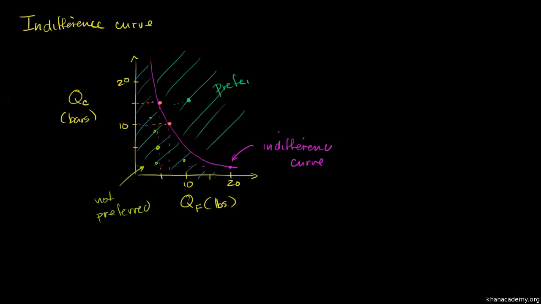Now the last thing I want to think about in this video is what the slope of this indifference curve tells us. When I talk about the slope, this is really an idea out of calculus, because we're used to thinking about slopes of lines. If you give me a line like that, the slope is how much does my vertical axis change for every change in my horizontal axis.